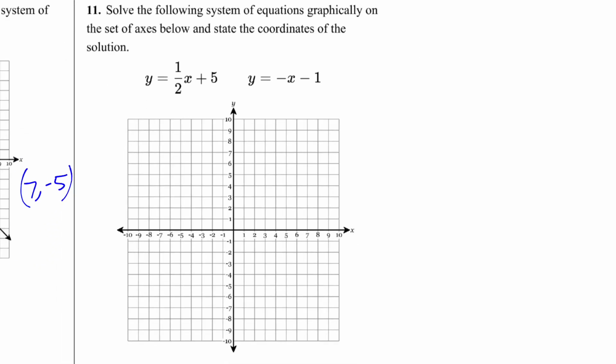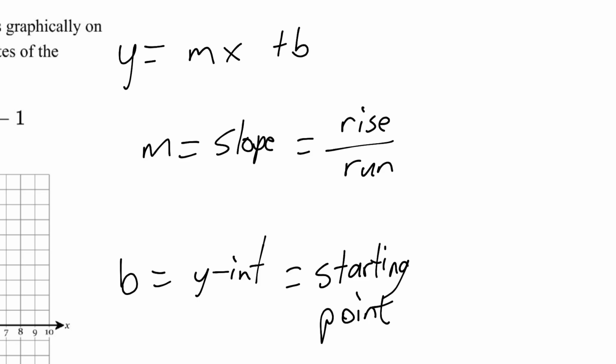Then we have to graph the lines on our own. So once we do that, it's the same as the previous steps, but let's review slope-intercept form again. So given an equation in this format, y equals mx plus b, m is your slope. That's how quickly your line is going up or down. We can think of it as rise over run. The b value is your y-intercept. This is the starting point for your line.